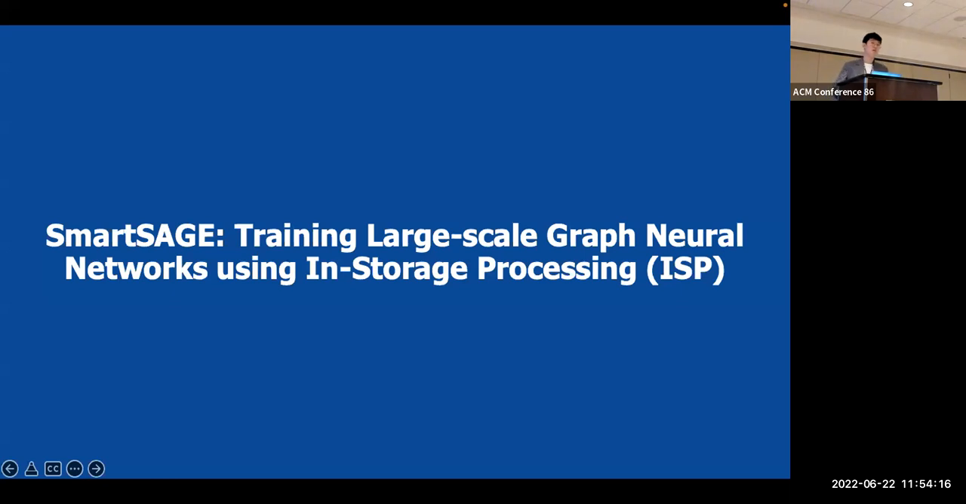Now, let's come back to our original question. How could we bridge the performance gap between DRAM and NVMe SSD? To answer this question, we developed SmartSAGE, an in-storage processing-based GNN training system that offloads the data-intensive stage to the ISP unit.